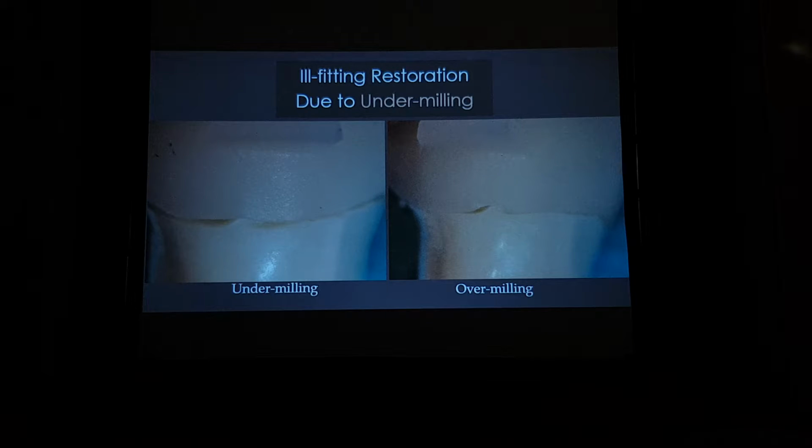Okay? So if your prep is not very good, which one is better? Maybe over milling. But there's still some gap here. Okay? So preps for digital are more critical.